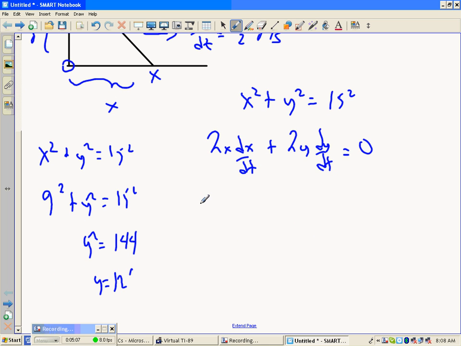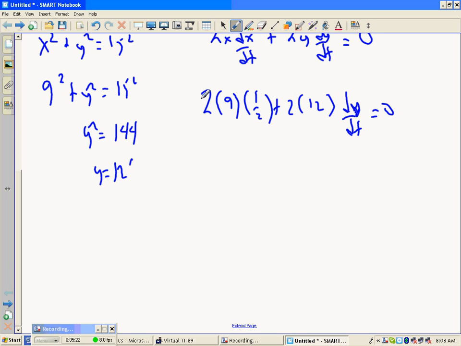All right, so you plug in 2 times 9 times 1/2 plus 2 times 12 times dy dt and solve for dy dt. It's just algebra now. Oh, it's so easy. So half of 2 is 1. And then 9 plus 24 dy dt equals 0. So now what?